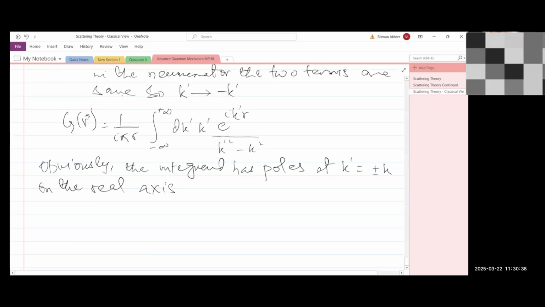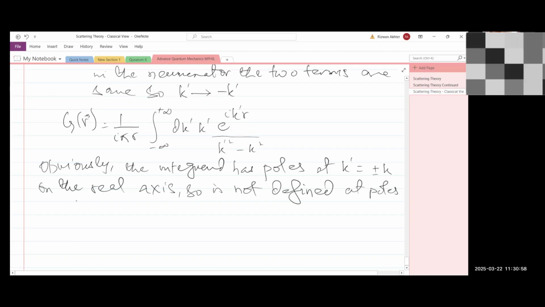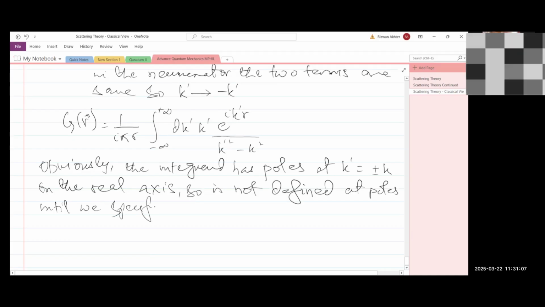So the integral is not defined at poles until we specify how to avoid those poles.